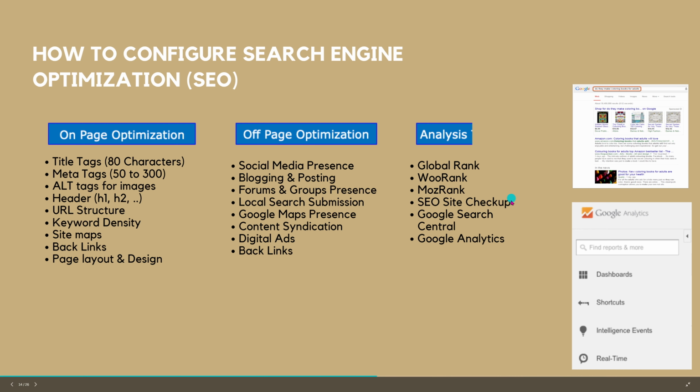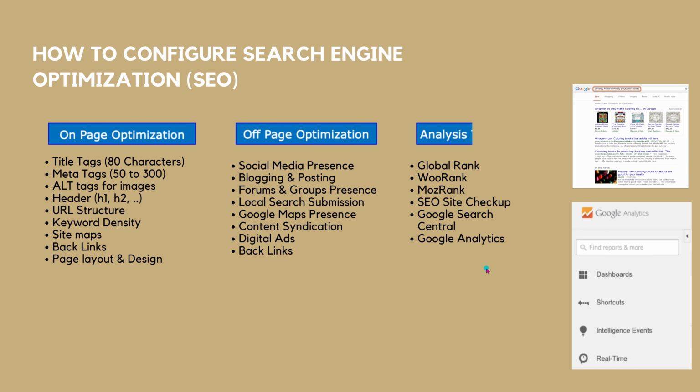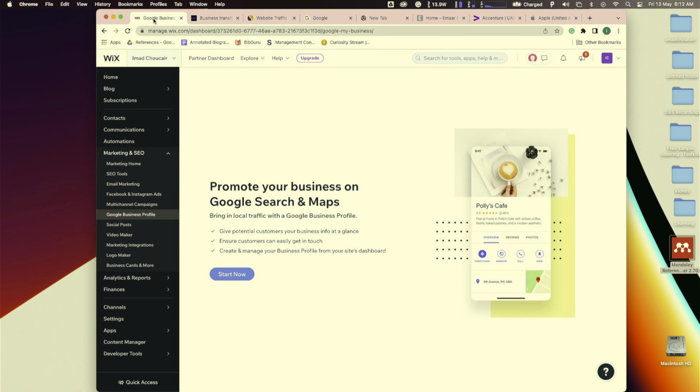There are a lot of analytical tools that you can use. An example is Google. They give you two important tools: Google Analytics and Google Search Central. You can also check the very important one, which is the global rank of your website. Instead of me talking about them here, I think I'm going to cover them in the demonstration.